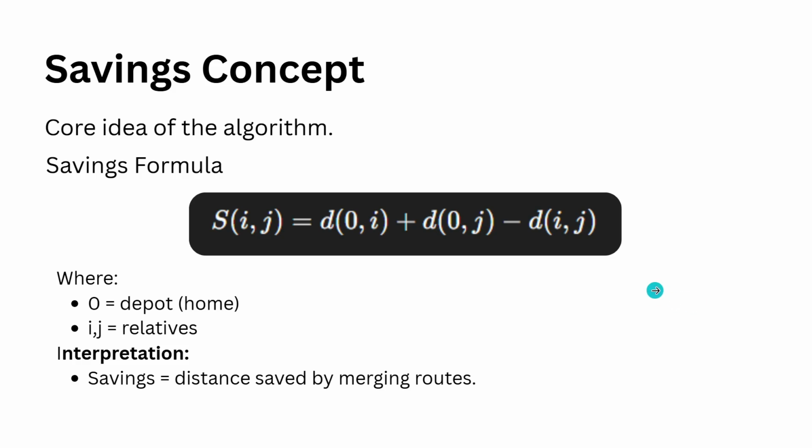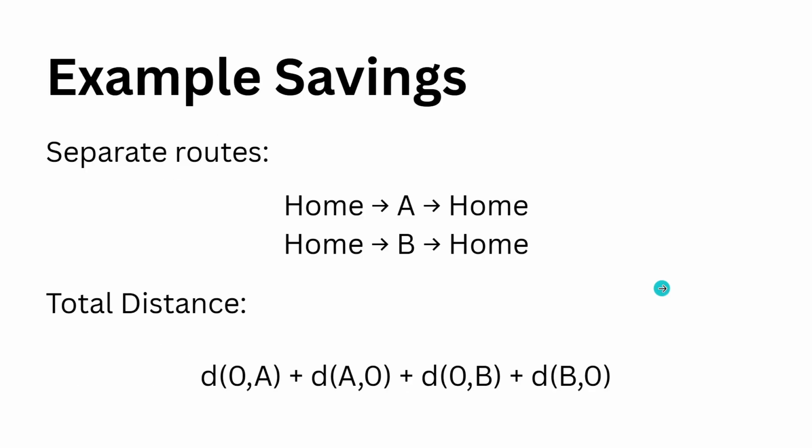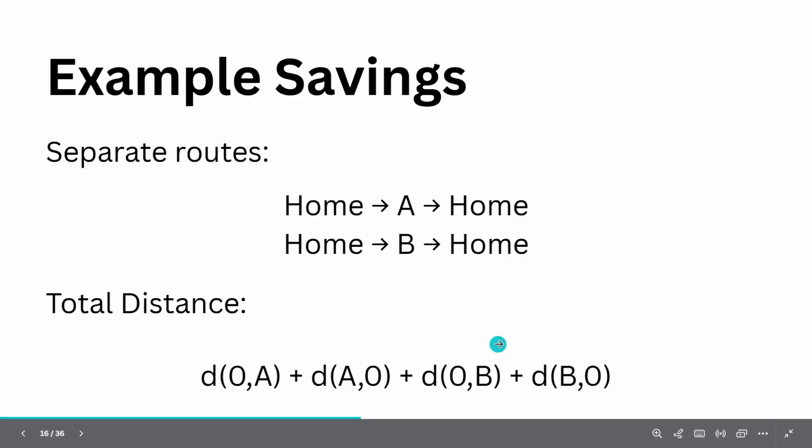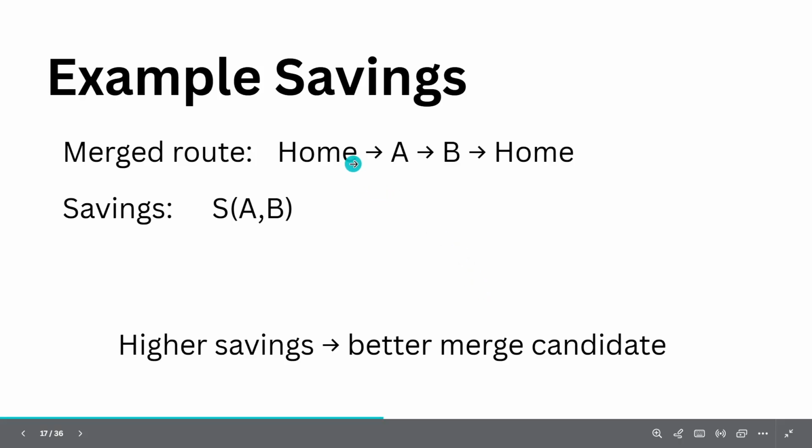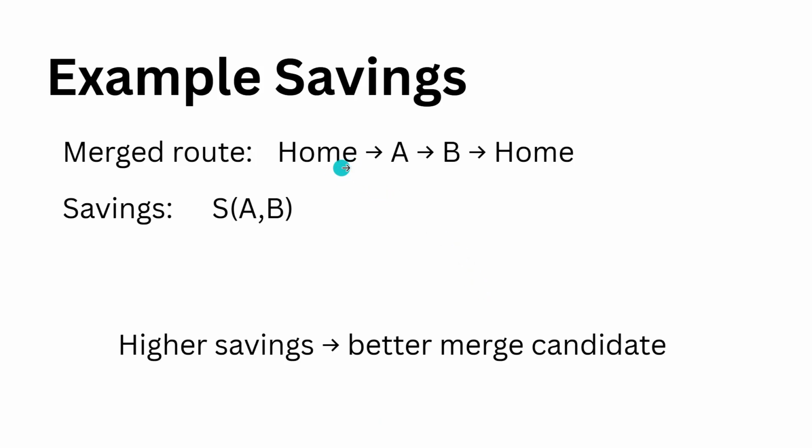Savings concept I mentioned earlier. So example savings is home, A, B, home. Total distance will be this, and then because it is less than 14 hours, I can merge it into a single day: home, A, B, home, and the savings will be represented as S of A comma B. So the higher the savings, the better merge candidate. That's why we are sorting the savings list in descending order.